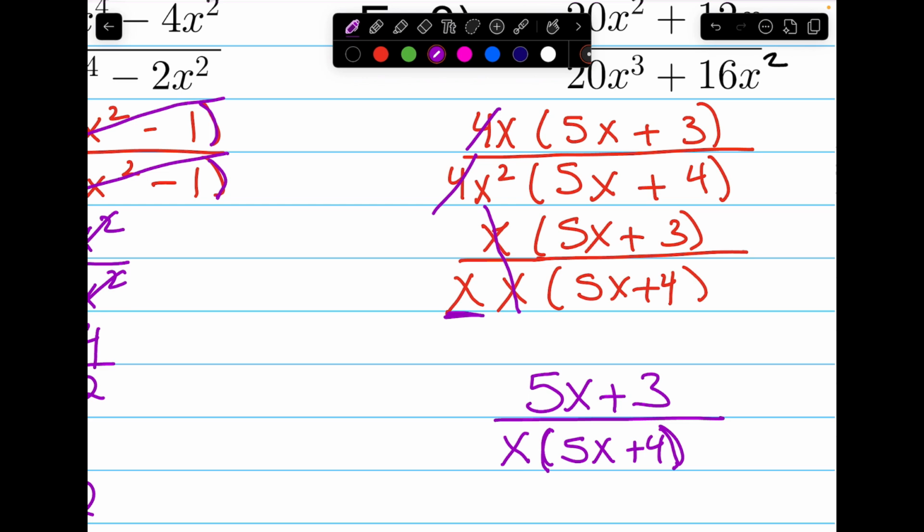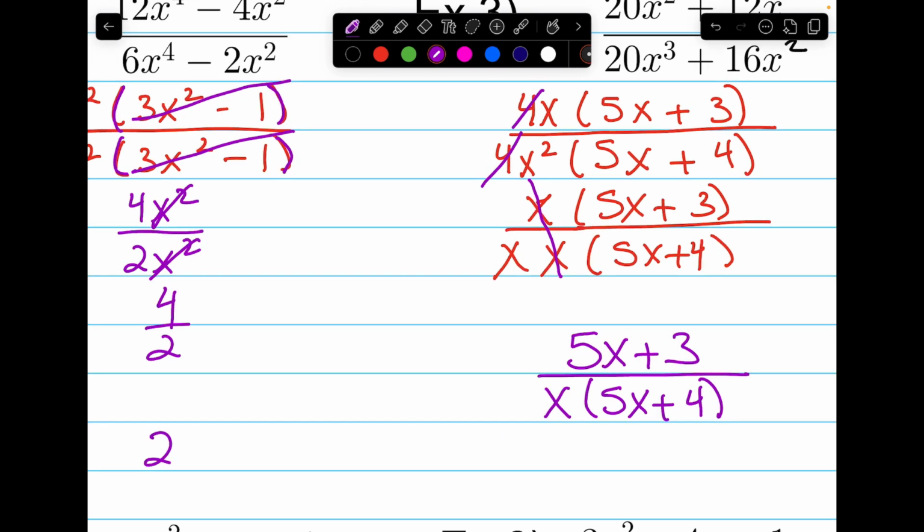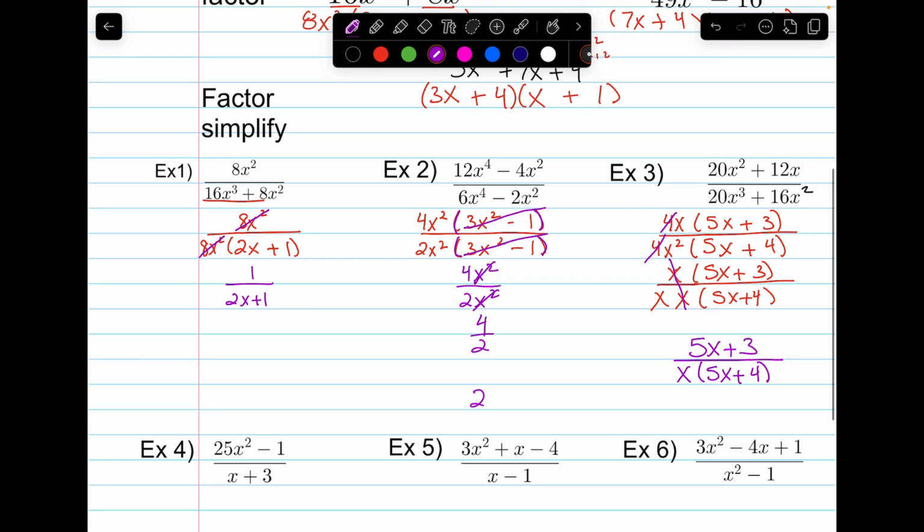All right, anything else? Remember, I cannot cancel out these 5s because they are binomials and they're together. I can't cancel out those x's because that's in a binomial. It's together. So if it's a binomial or a trinomial, we can't just cancel it out unless it's a matching pair that's being canceled out.